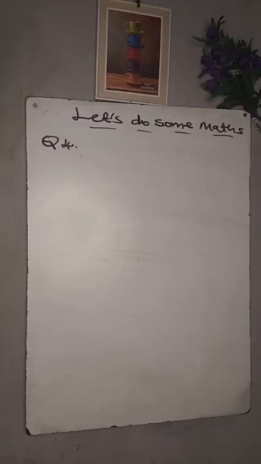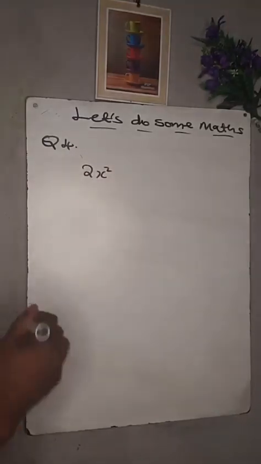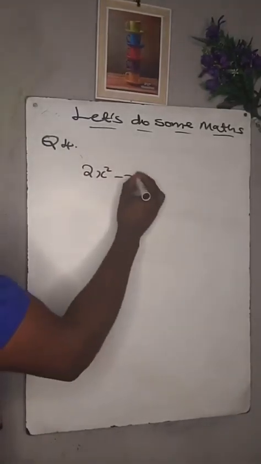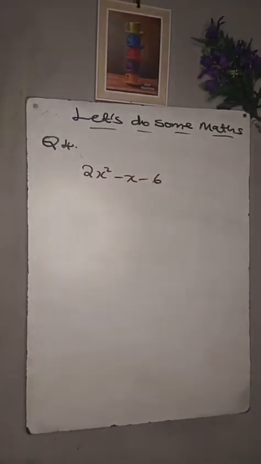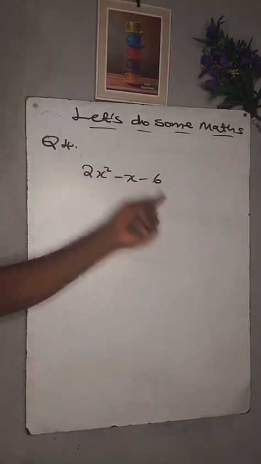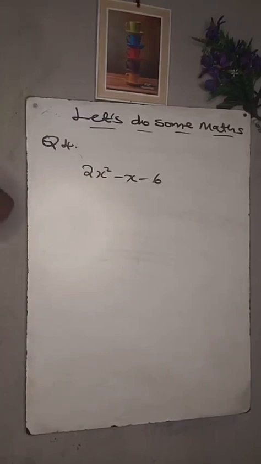Number 4 is asking us to factorize completely. So now how do we factorize completely? Quickly, let's do this. We have this quadratic expression: 2x squared minus x minus 6. How do we factorize that?